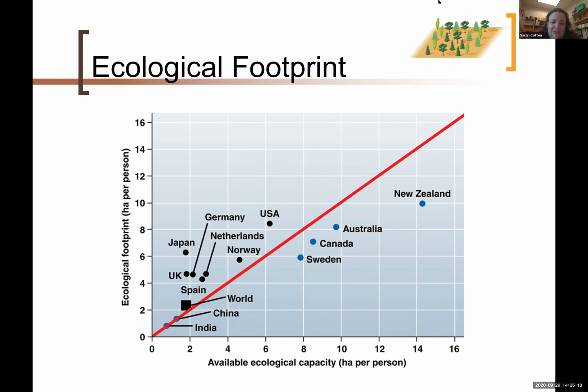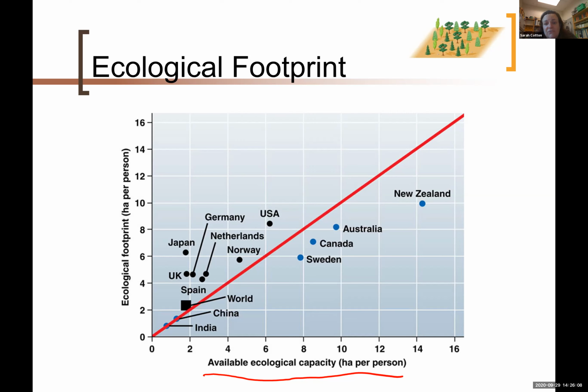So what we're looking at here on the x-axis is available ecological capacity. The units are hectares per person. So the idea is basically how many resources are there per person, right? Now, this is separated out by country, right? And they obviously haven't included all of them. They've just included a handful, right? But we've got a handful of countries here that we're looking at. And then also that little square represents the whole world altogether, okay? So on this axis, going from left to right, 0 is very little resources available per person. 16 is a lot of resources available per person, right?